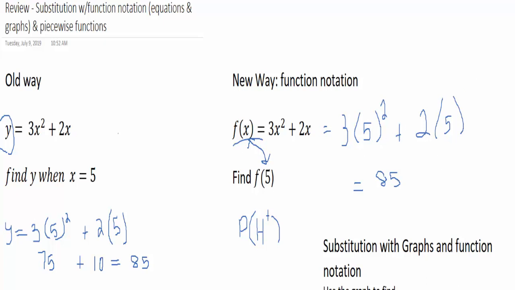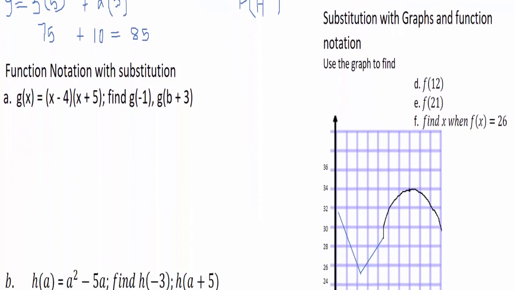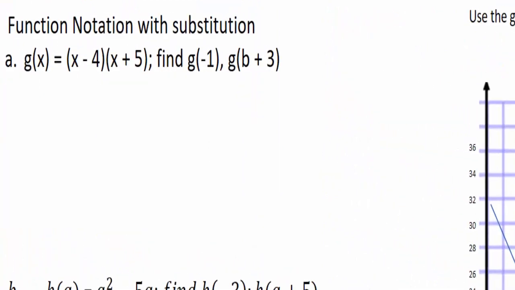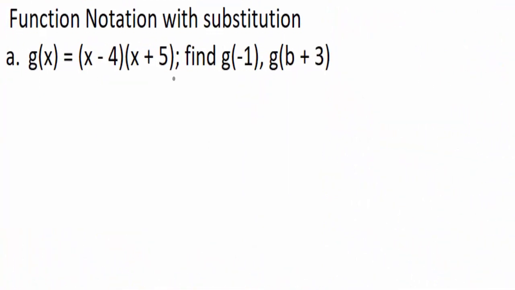Okay, let's look at some more examples of function notation. Alright, function notation with substitution. So here I'm naming the function g of x instead of f of x, but still my input variable is x, as you can see on this side. And I have two questions here. First, find g of -1, and then find g of b plus 3.